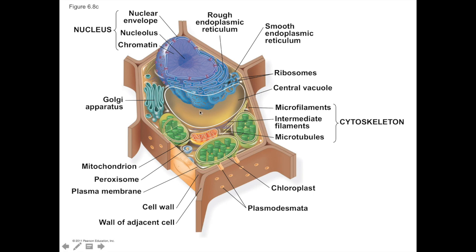So the central vacuole, it's a lot easier to adjust the size of that central vacuole versus adding on more plasma membrane if the cell has enough water, too much water, not enough water. Adjusting the size of the central vacuole kind of takes up the space to make sure that the cell membrane stays pressed up against the cell wall so that it can communicate with adjacent cells.